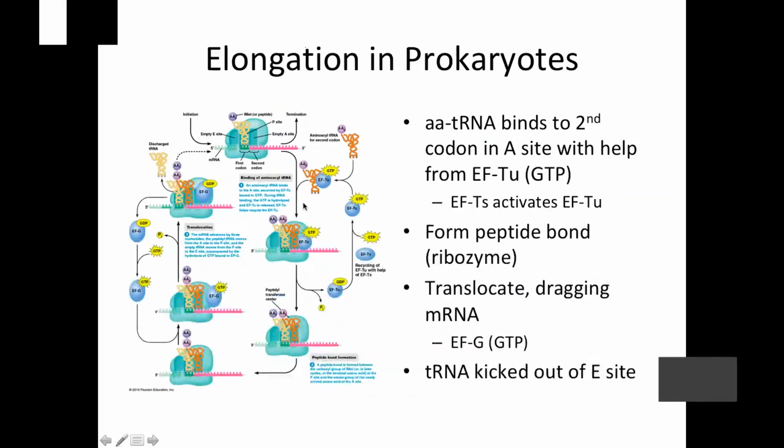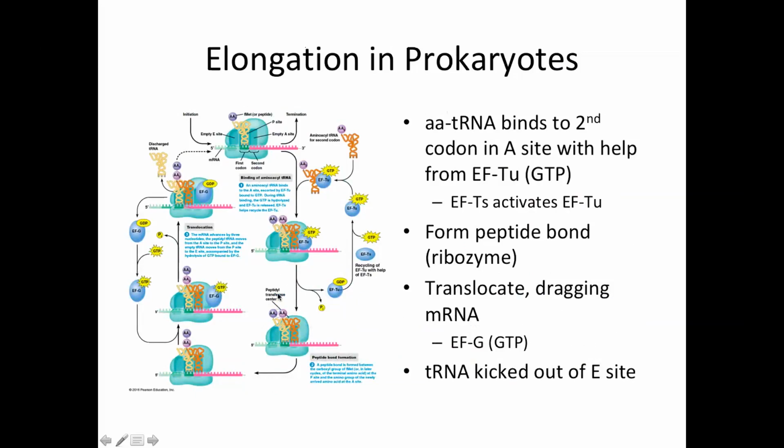So our first initiator tRNA holding the methionine starts in the P position. Remember, P has the highest affinity. And the next tRNA for our second codon is going to bind into the A site with help from a factor called EF-Tu that's been activated. So it has GTP bound to it. And that's going to bring in that second codon, that second transfer RNA.